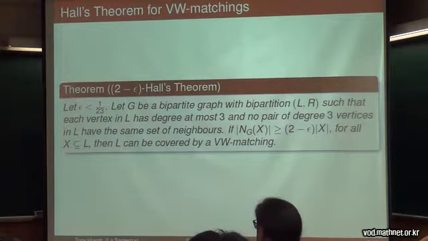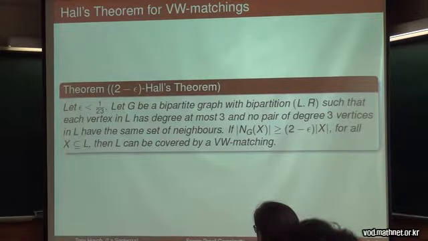And right, so it turns out that if you have expansion at least 2 minus epsilon for every subset of vertices, then you can actually cover the left-hand side by a VW matching.